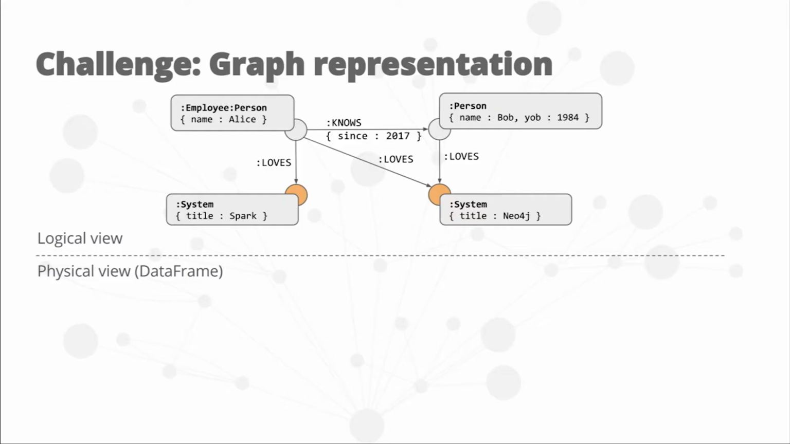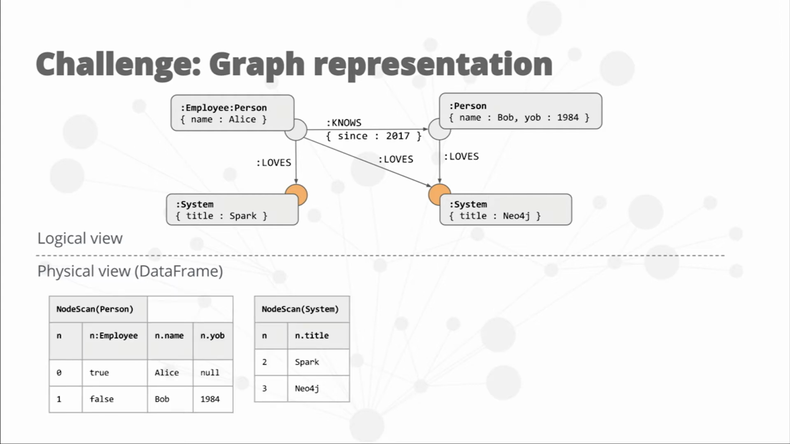So the next challenge we need to deal with is the representation. On the upper side of the slide, you see the logical view, so the property graph itself, the instance. And on the lower side of the slide, you have the physical view, the data frame view. So what we use is a concept called node scans and relationship scans, which are actually wrappers around Spark data frames. And for example, you can see here two node scans, one for persons and one for system nodes.